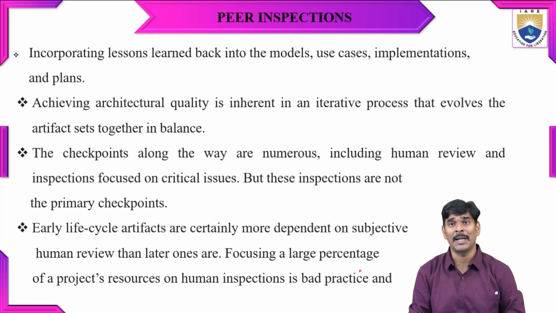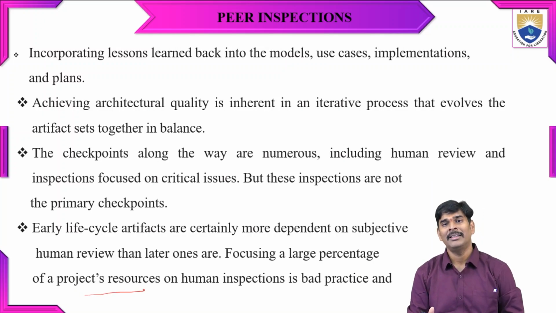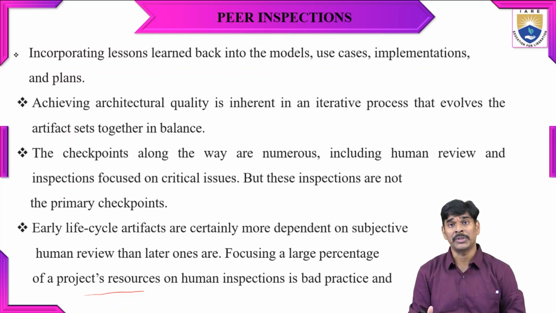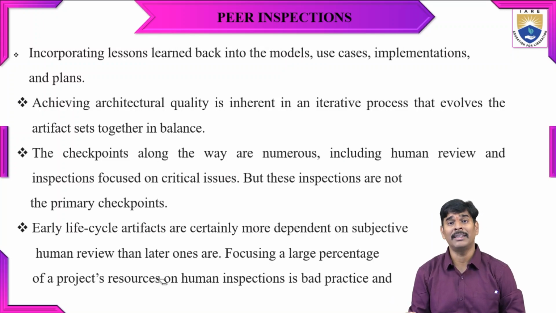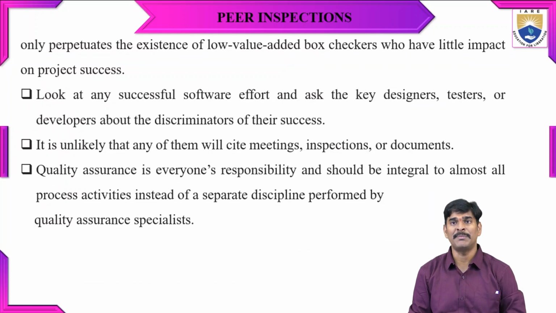So they can have a large percentage of the project resources. Mainly they need to concentrate on the project resources. If the resources are not adequate, then they may get deadlocks and races. It is a very bad practice not to provide adequate resources to the human inspections. And also this will have low value added box checkers, and the project cannot be successful. That's why you need the resources and good skilled people so that the project will succeed.